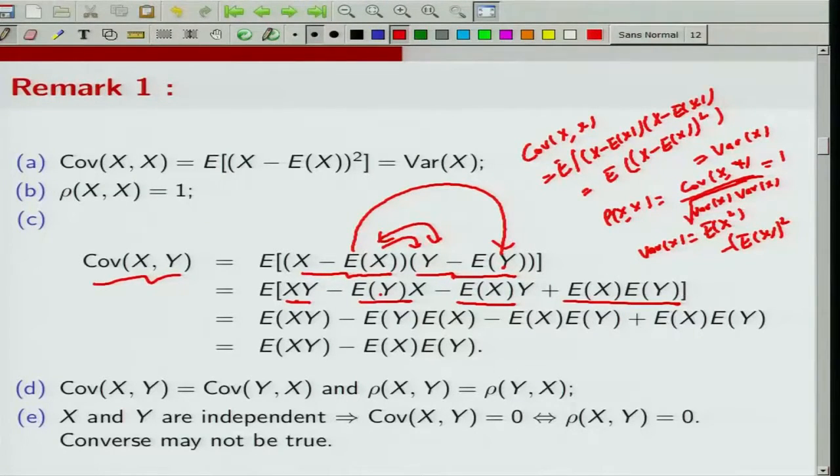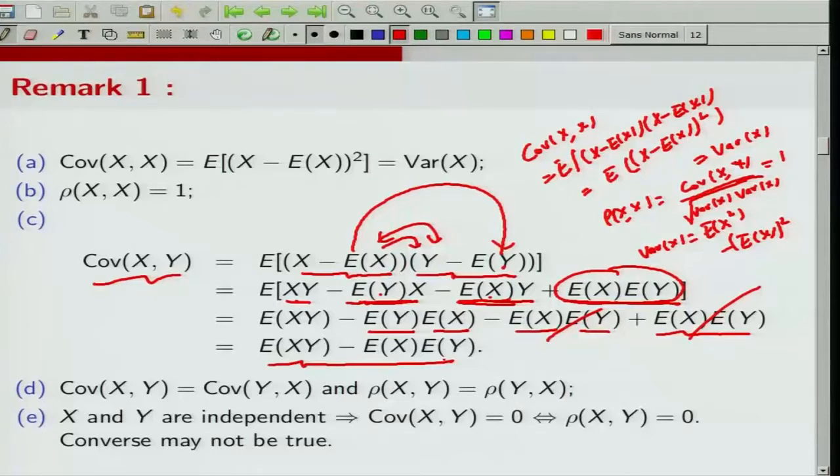So, this would be same as expected value of XY minus expected value of this quantity, but in this quantity expected value of Y is constant. So, that goes outside over here and it becomes expected value of X. Similarly, expected value of this quantity, where expected value of X is constant, goes outside and then you get expected value of Y, and this whole quantity is anyway constant, and expected value of a constant is same as that constant. So, this is same as this. So, this and this get cancelled. So, you are left with expected value of XY minus expected value of X into expected value of Y. So, covariance of X, Y is nothing but expected value of XY minus expected value of X into expected value of Y.